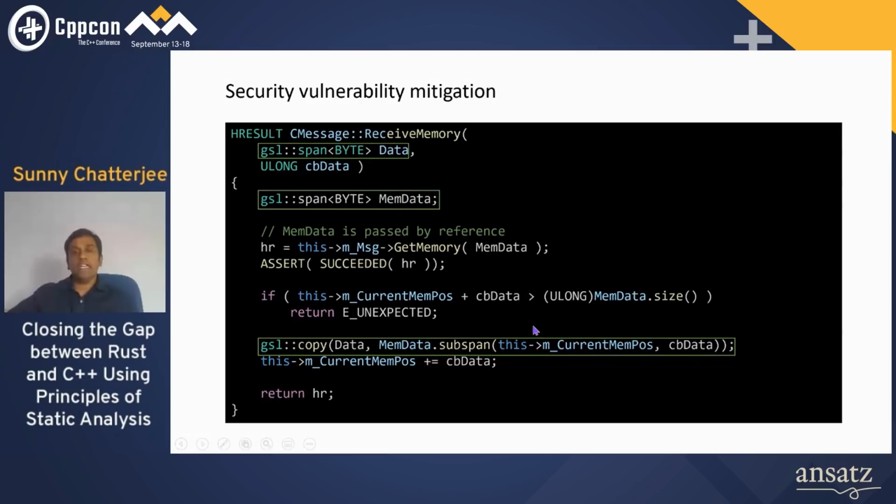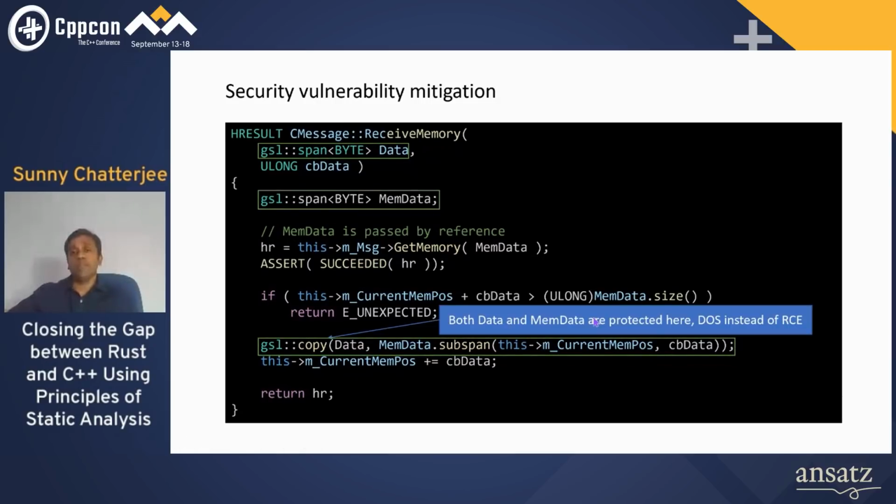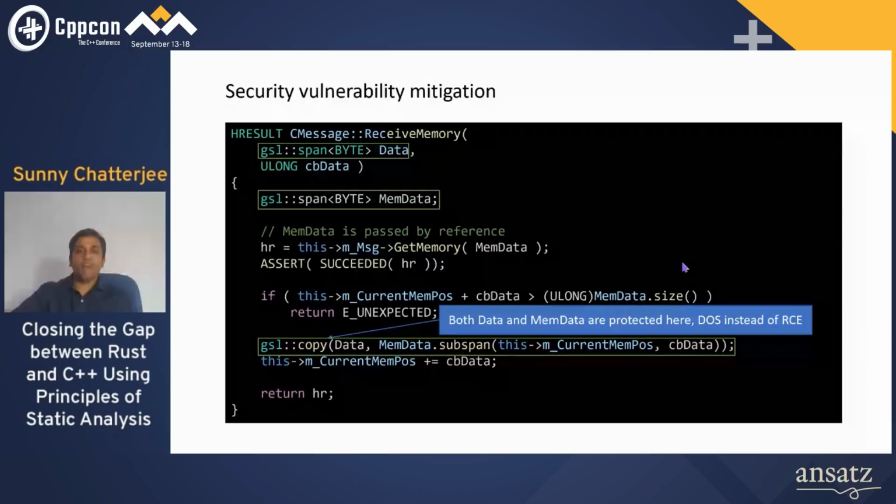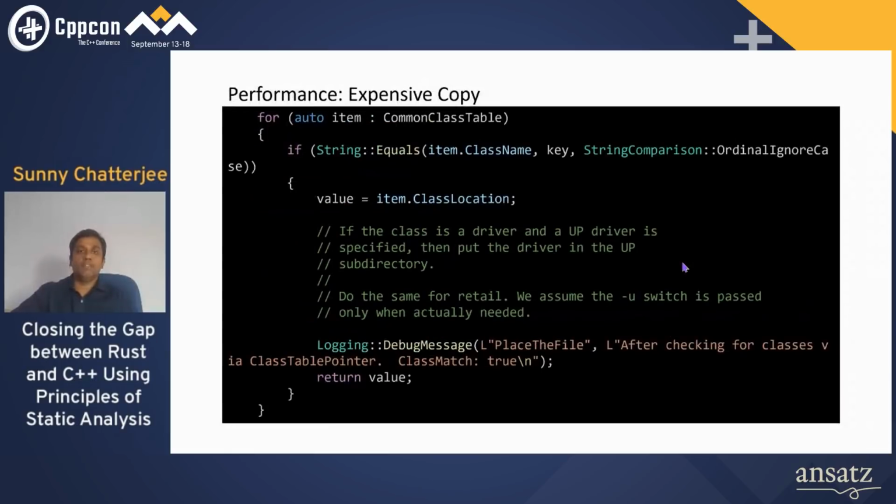So if you're using these types safely, what you can do by moving to the GSL types is mitigate this security vulnerability, changing it from a remote code execution to a denial of service, which is a lot more preferred state for our software. So the second example I have here is for performance.